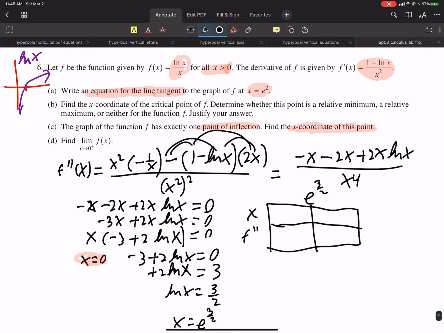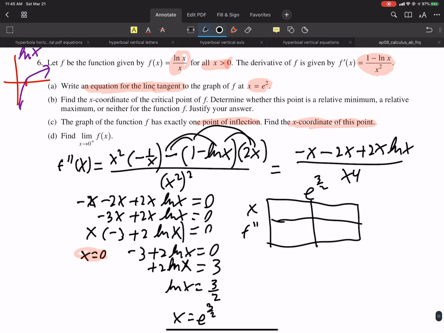And we're going to plug into our second derivative, which we have above us. Again, we're doing ln's of things, so let's get really nice numbers. How about e to the first and e squared? That's left and right of e to the 3/2. I think that's going to be nice. So if we plug in e, we're going to get minus e minus 2e. That's minus 3e plus 2e. And ln of e is e over e to the 4th.